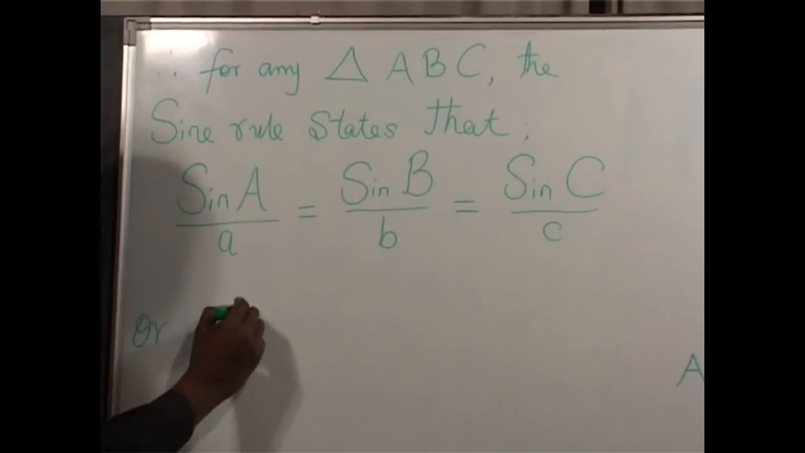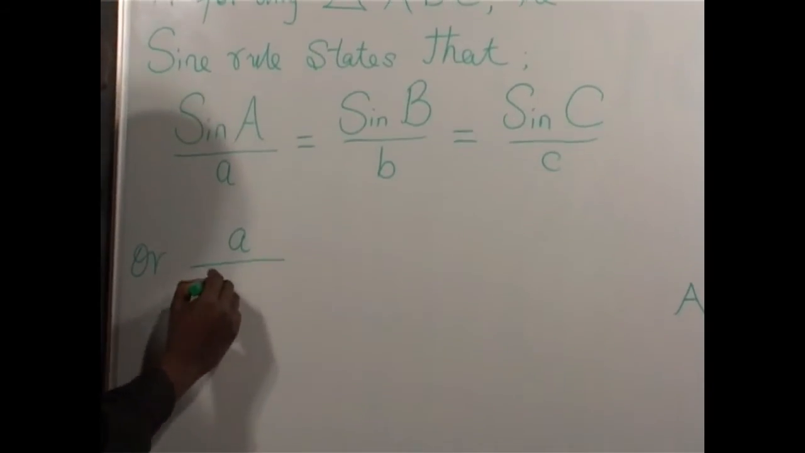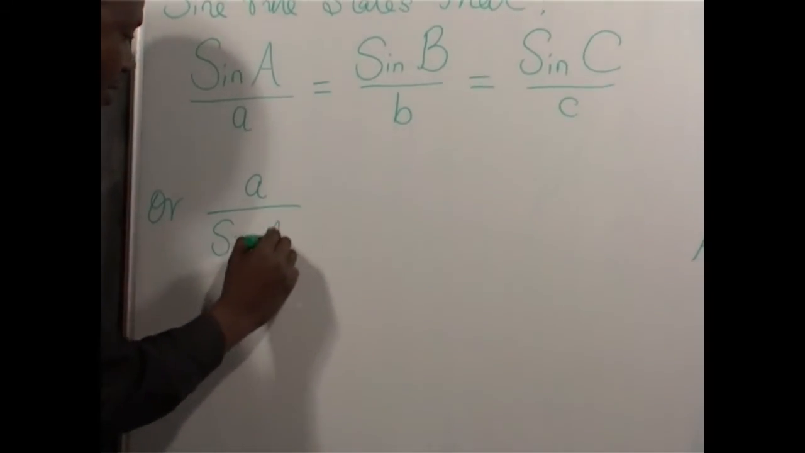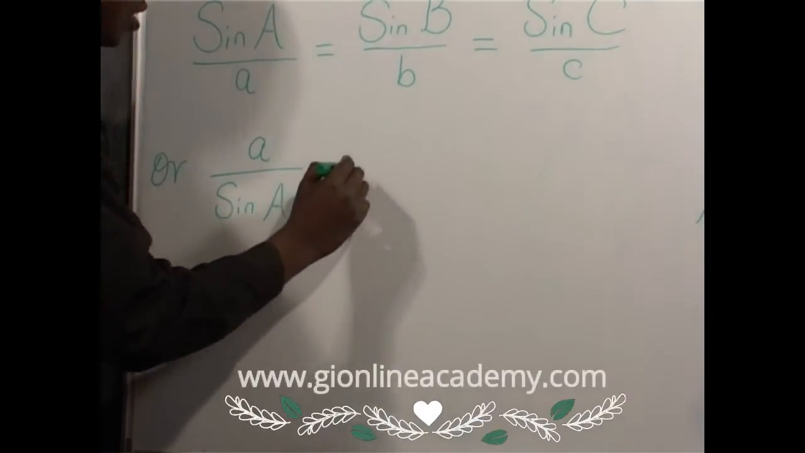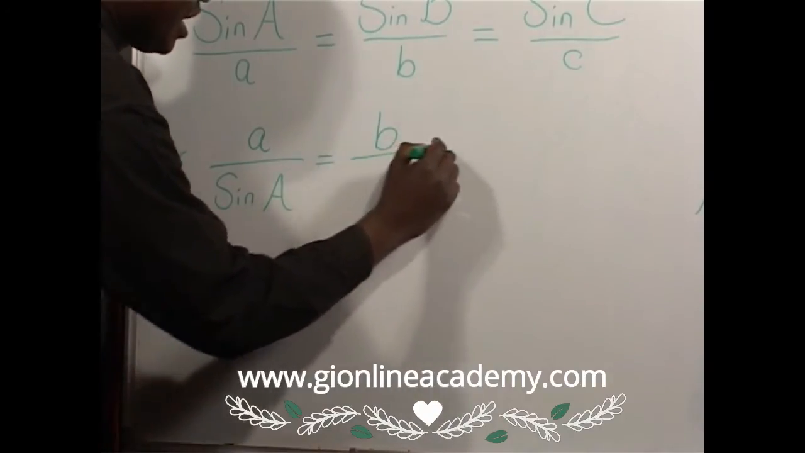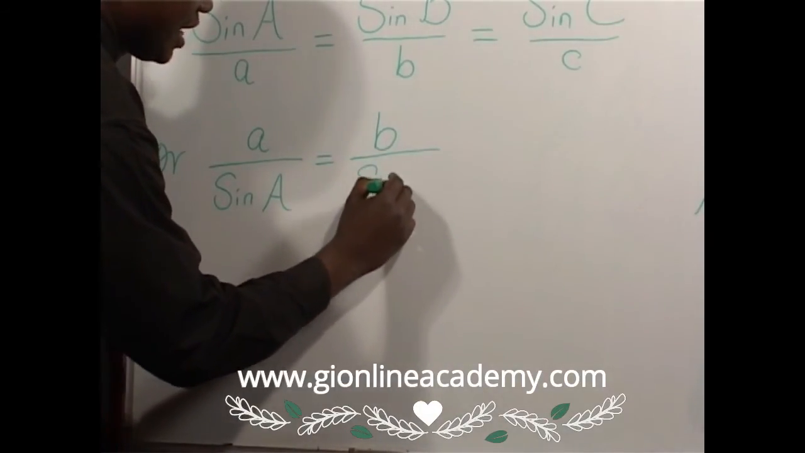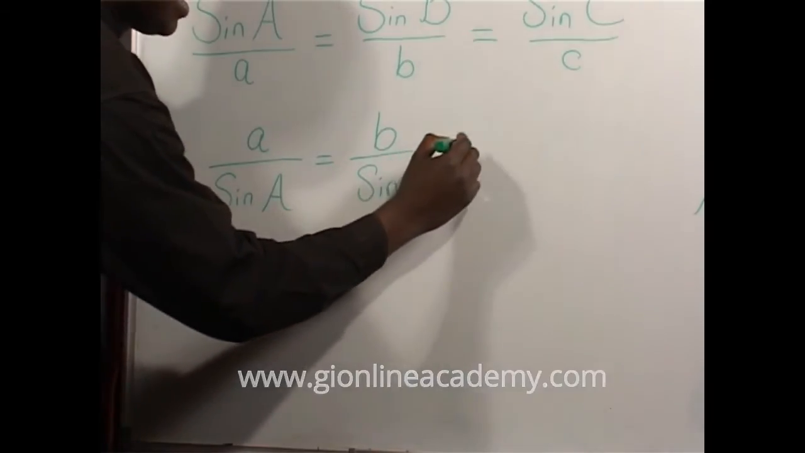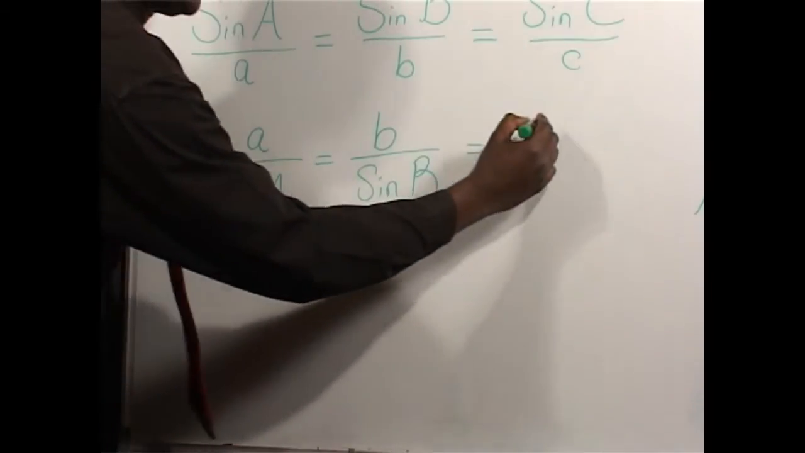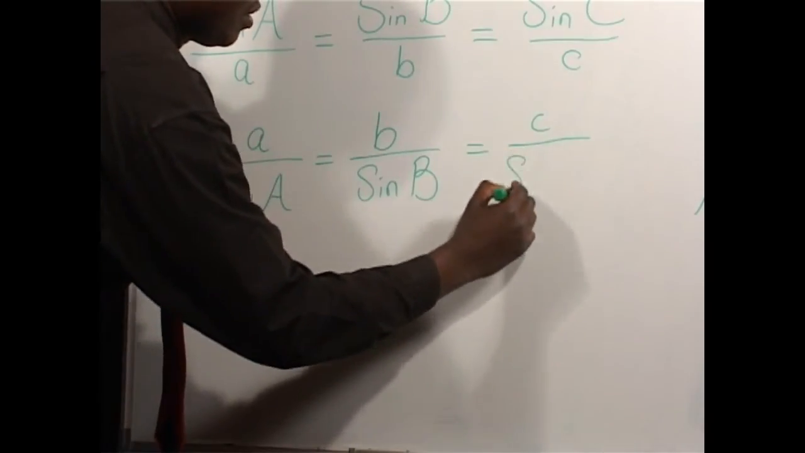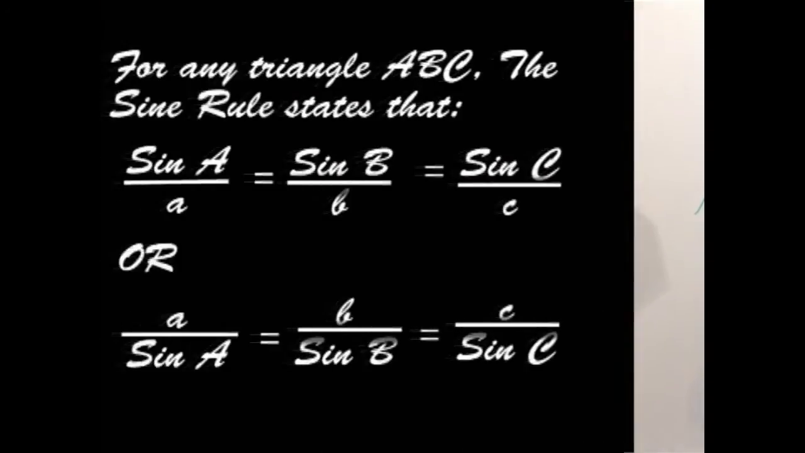The beauty about the sine rule is that it can be remembered in two different ways. So this same one can be written as A as a side divided by the sine of the angle at A is equal to B as a side divided by the sine of the angle at B, and is equal to C as a side divided by the sine of the angle at C.